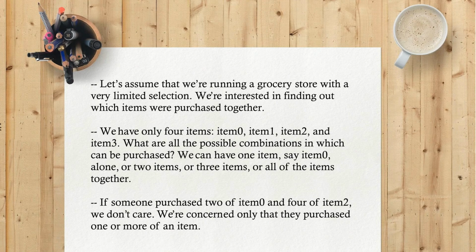What are all the possible combinations in which items can be purchased? We can have one item, say Item 0, alone, or 2 items, or 3 items, or all of the items together. If someone purchased 2 of Item 0, and 4 of Item 2, we don't care. We're concerned only that they purchased one or more of an item.